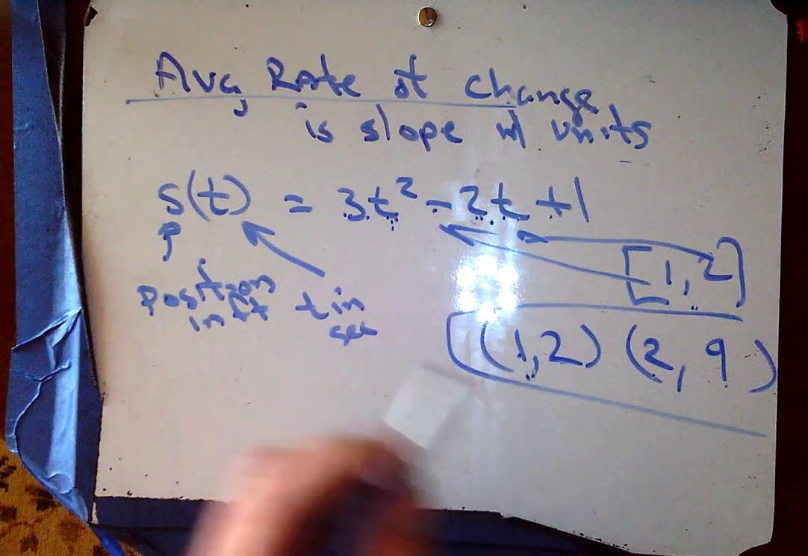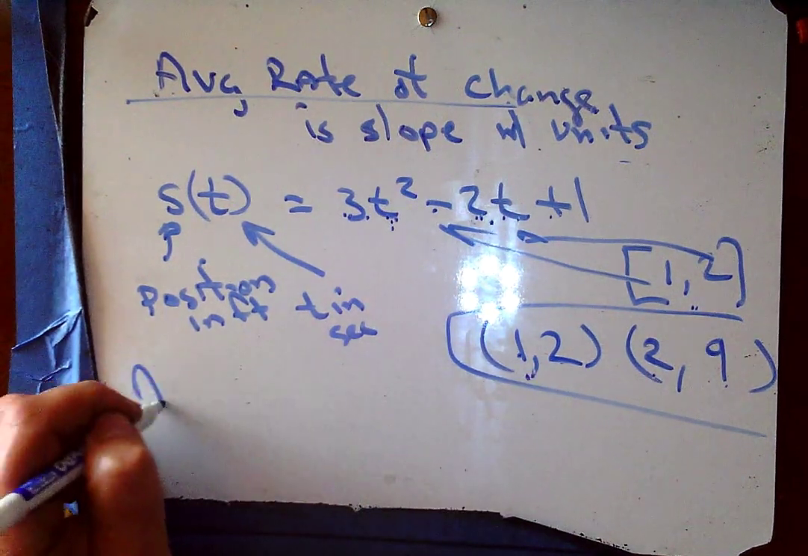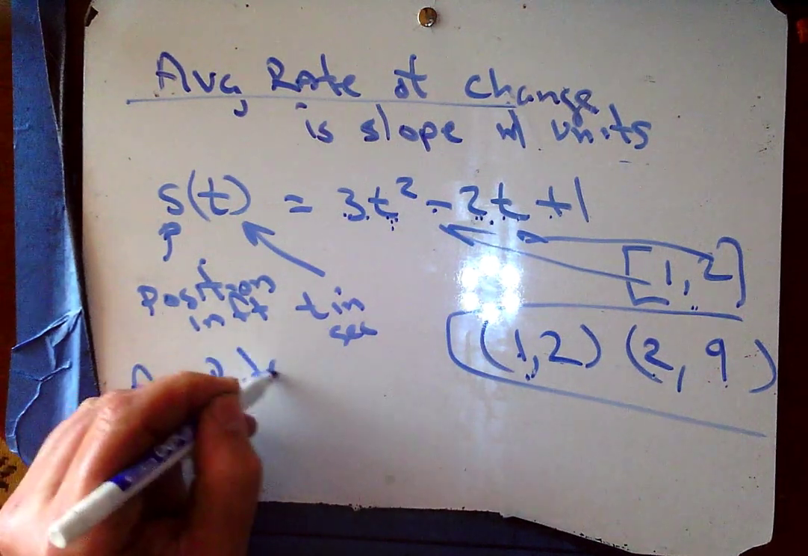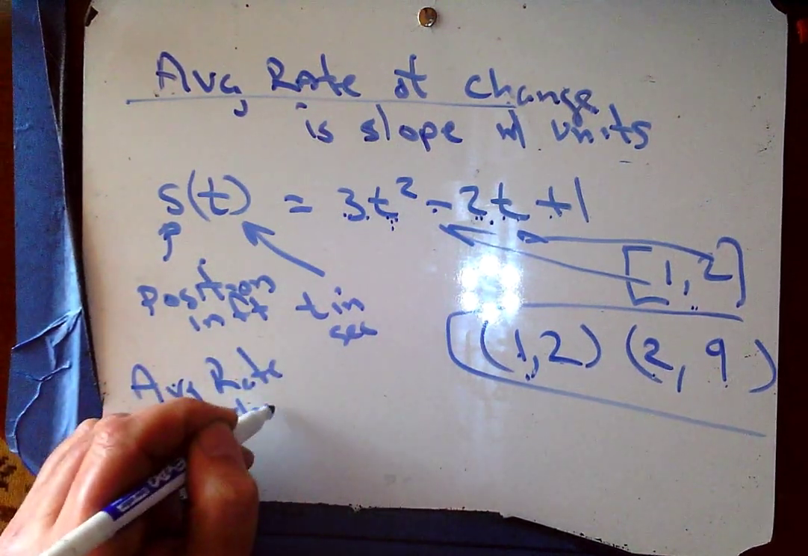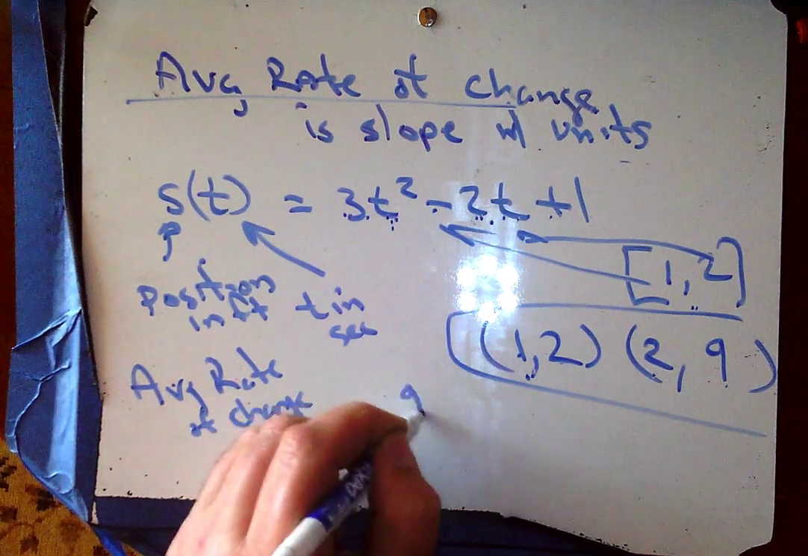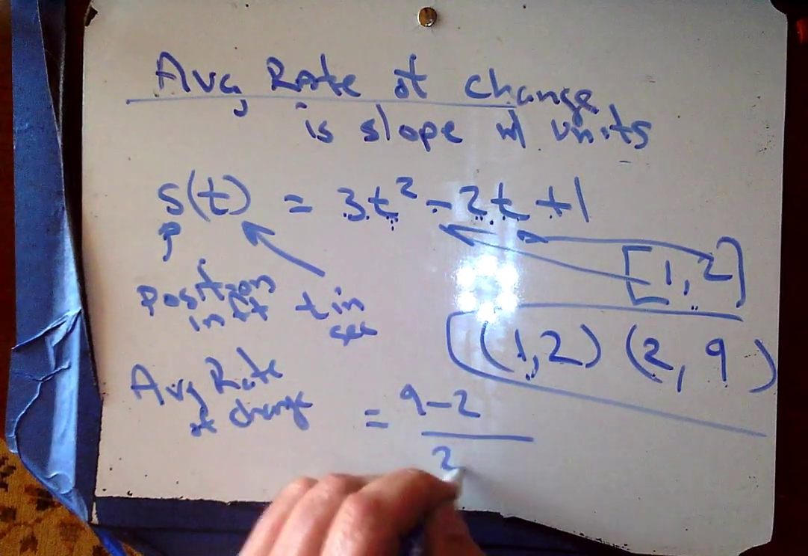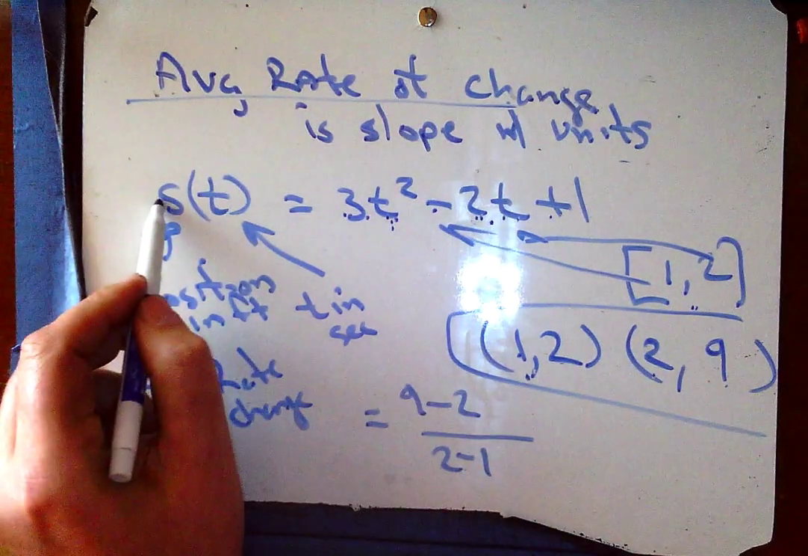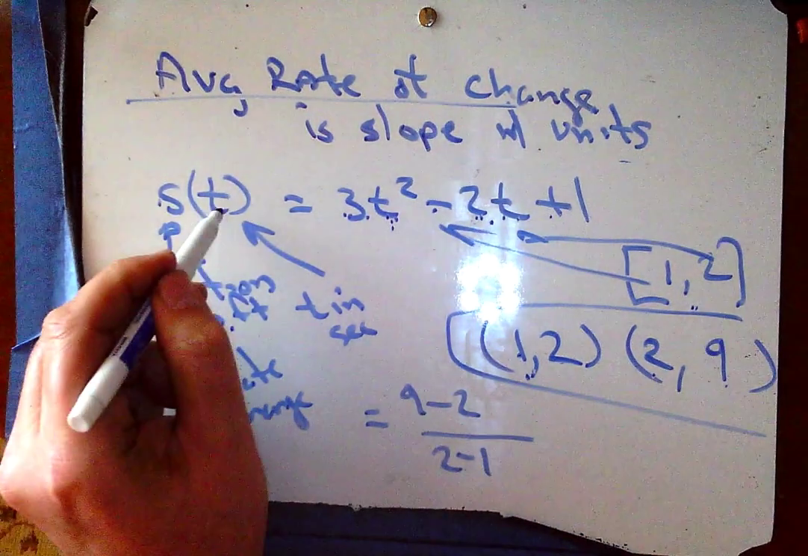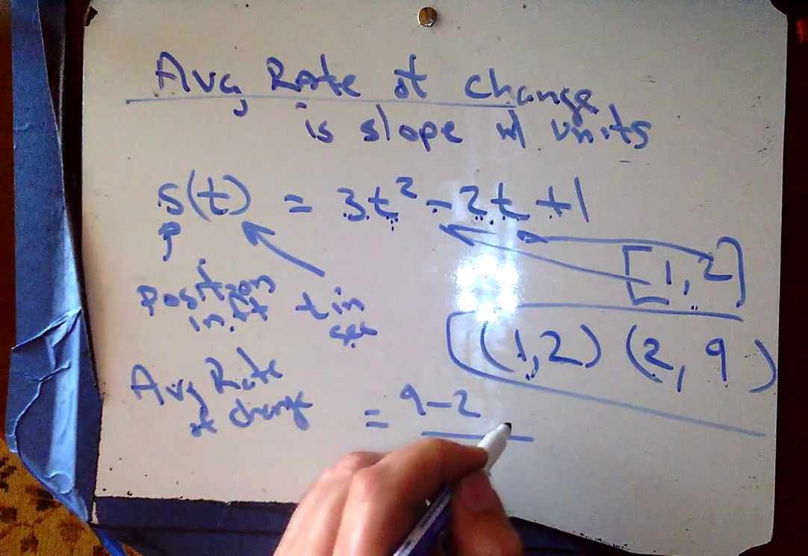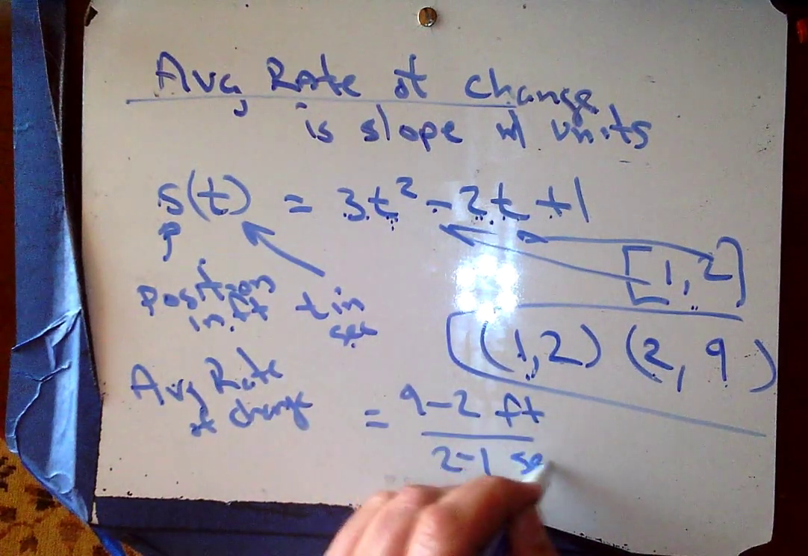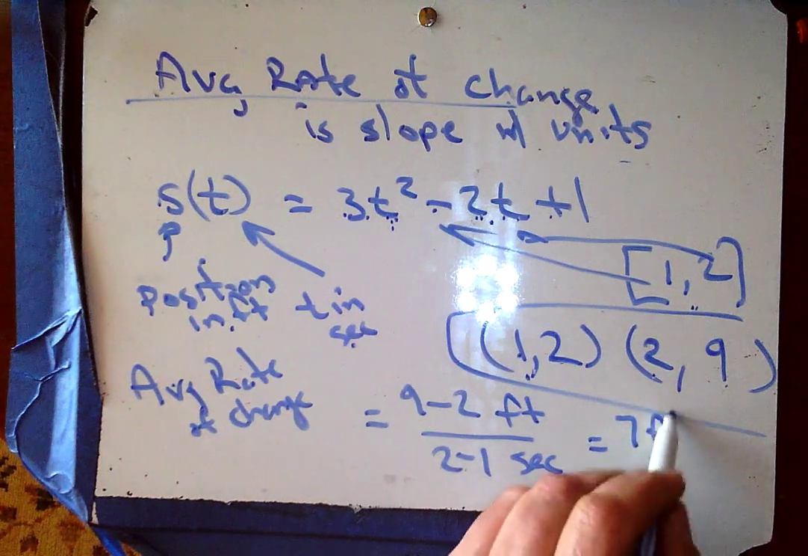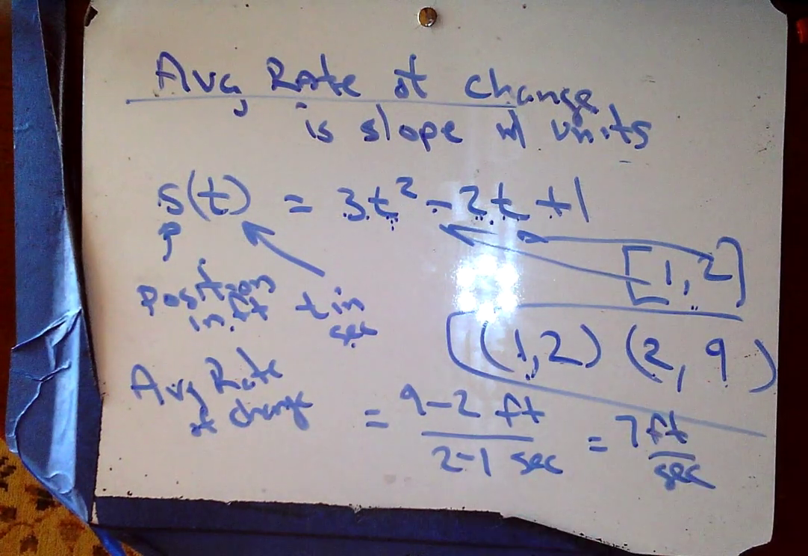Now I can use my slope formula and say average rate of change equals 9 minus 2 over 2 minus 1. Remember, the outputs were feet and the inputs were seconds. So these are feet and these are seconds. And I end up with 7 feet per second. Okay?